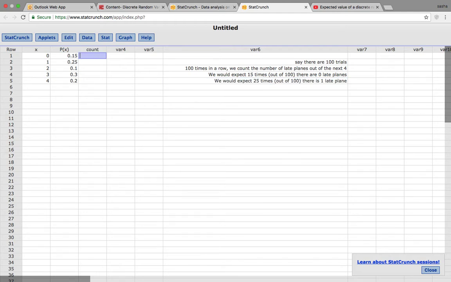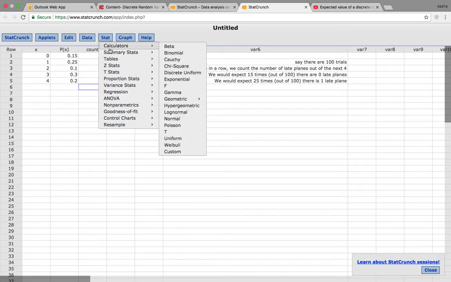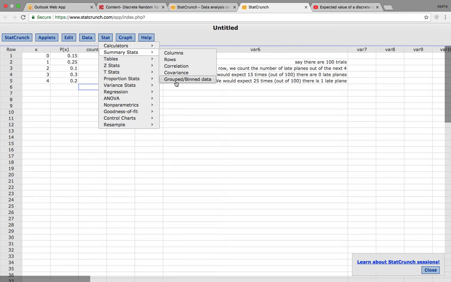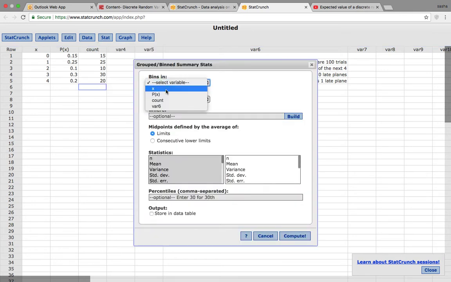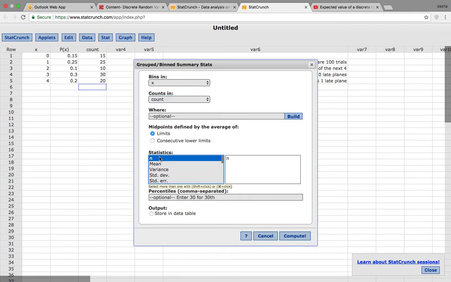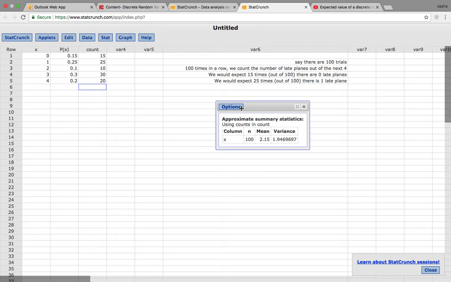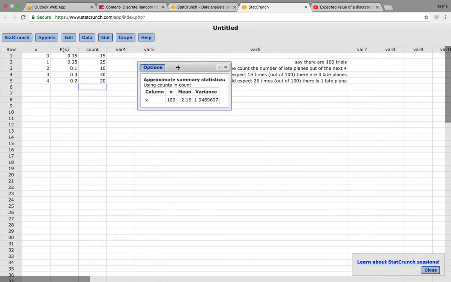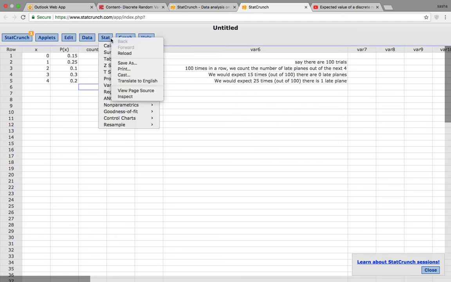So in StatCrunch, I'm going to put in count. I'm going to put in my expected value, 0.3 times 100 or 30. Let's try that again, 0.2 times 100 or 20. Now I'm going to go into summary statistics, grouped bin data. X is my bins, and my counts are now in count. I labeled it count. I could take mean, standard deviation, and variance. Actually, I missed standard deviation. Let's go back and do standard deviation.